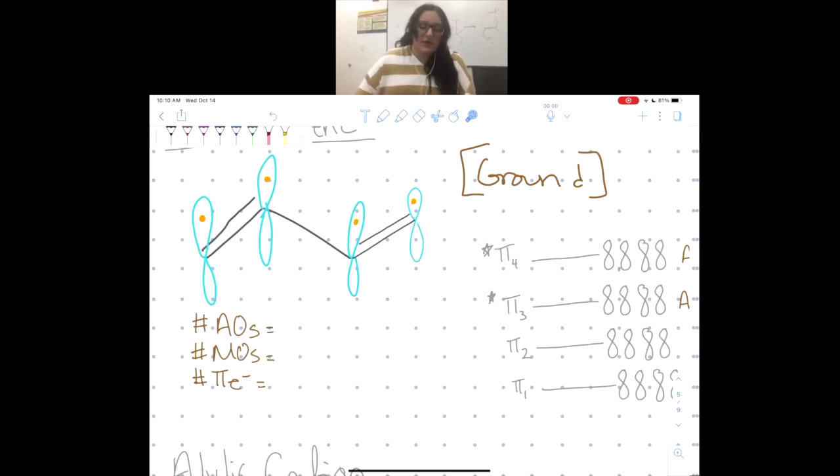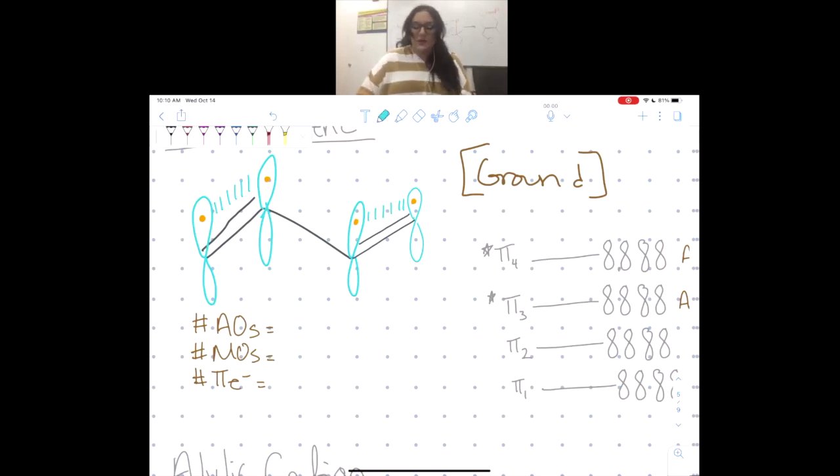And each of those p orbitals contributes one electron, as I've drawn in orange, and each of those electrons will form our pi bonds, which is our double bond. And I've already drawn it in black or gray, how we would usually do it, but I also wanted to show you another notation on how to draw that.